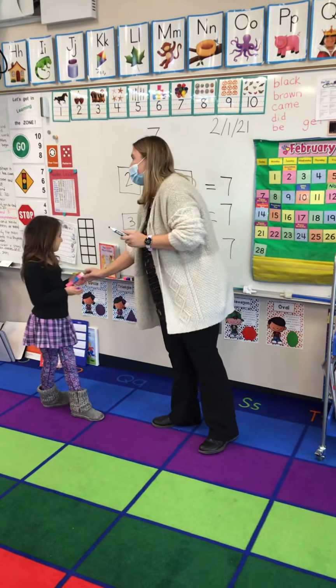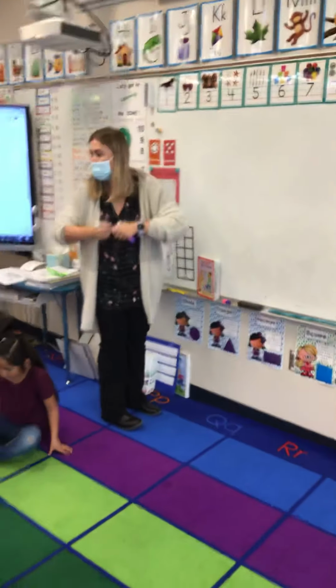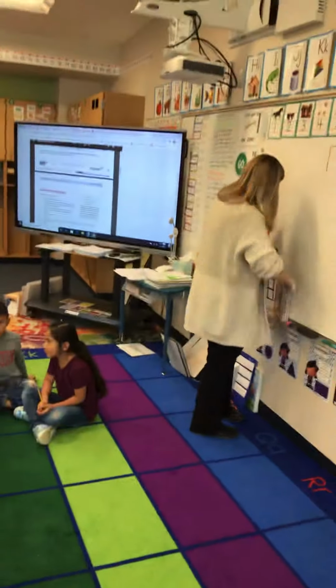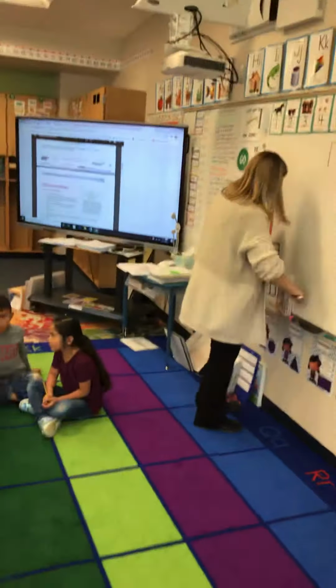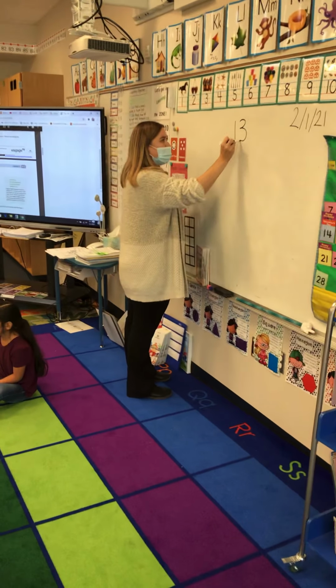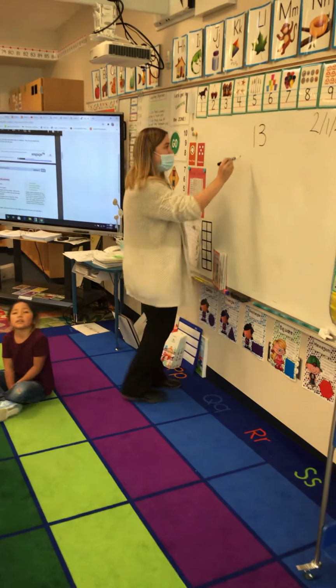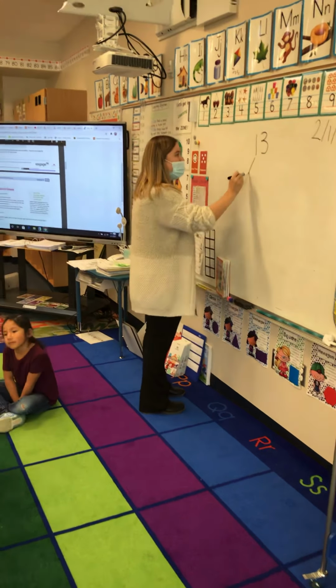So on Friday, we were doing that with teen numbers, weren't we, my friends? So if I had a teen number up here, and my teen number was this. What teen number is that? 13. We want to do the same thing. We want a part, part, and a whole. This is our whole. It's 13. How can we split this into 2 parts?